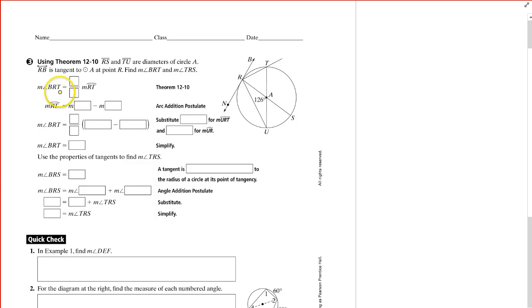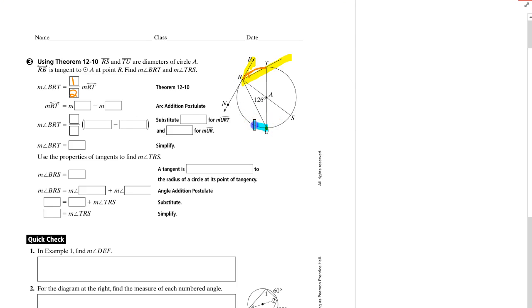Measure of angle BRT. Wait a minute. BRT should be half of the measurement of this arc. So this angle BRT right in here should be half of that arc measurement. Now, the arc measurement will also be the difference of URT, take away UR.